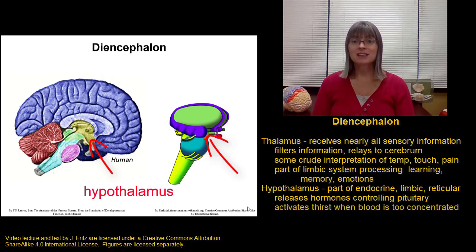The hypothalamus contains a thirst center, which detects the concentration of the blood, and when the blood gets too concentrated, it stimulates the sensation of thirst so that we'll drink, as well as causing the release of antidiuretic hormone, which is going to cause the kidneys to retain more water to prevent dehydration.